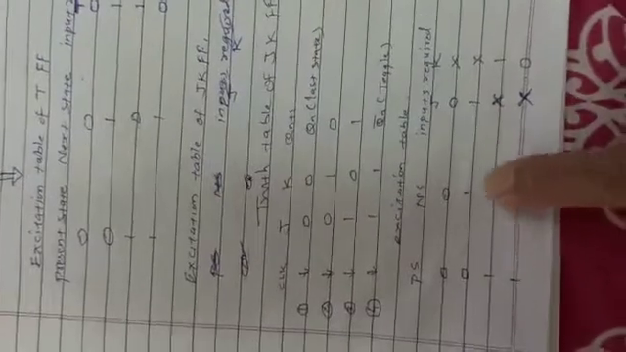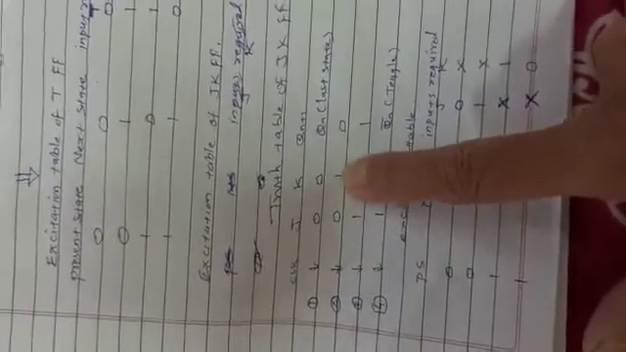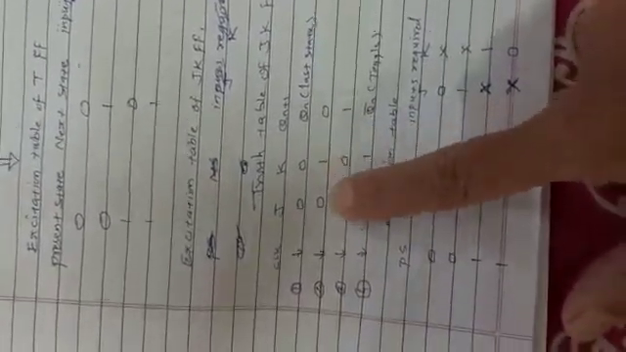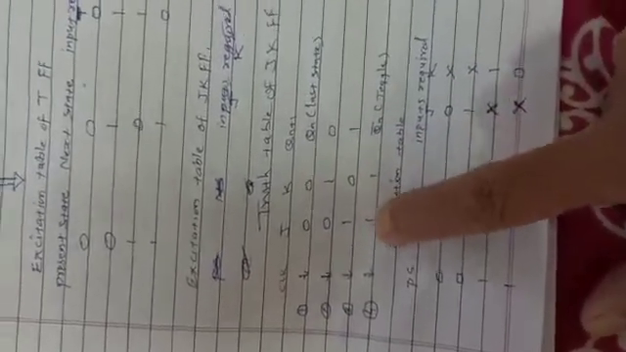Like that, the present state is 1 and the next state we want is 0. Now this input will do, as well as this input will do, because toggling is there. If you observe these two, K has to be 1, but J can be 0 or 1, meaning x1. So that's why for 1 to 0 it is x1.